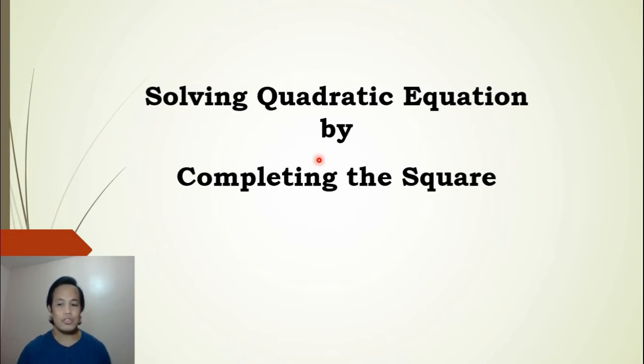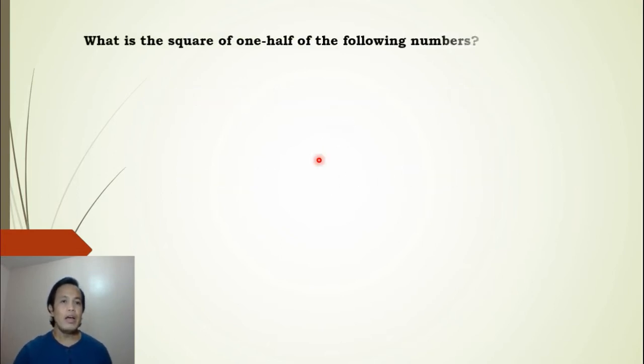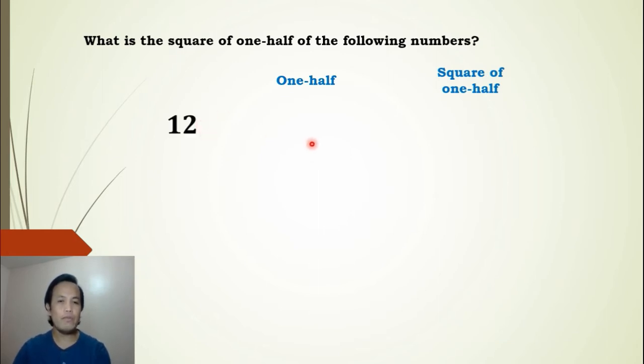Okay, so to start, what is the square of 1/2 of the following numbers? For example, you are given the number 12. 1/2 of 12 is of course 6, and the square of 6 is 36. How did we get 36? We just simply multiply 6 two times, that means 6 times 6, which is 36.